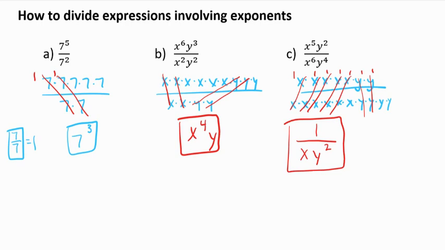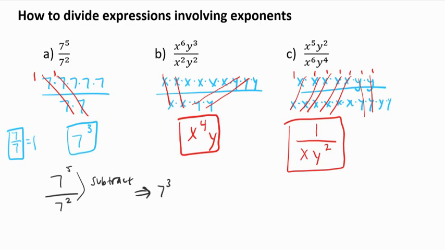Okay, so let's talk about shortcuts on this one. If we didn't want to expand it, what's the shortcut? So I can see here that if I had done 5 minus 2, that would have given me 3. And that makes sense because we're just canceling out, we're basically subtracting 2 from the top and bottom. So we're just subtracting the number on the bottom. Okay, so again, our shortcut is that we would just subtract the exponents. And we would get 7 to the 3rd.